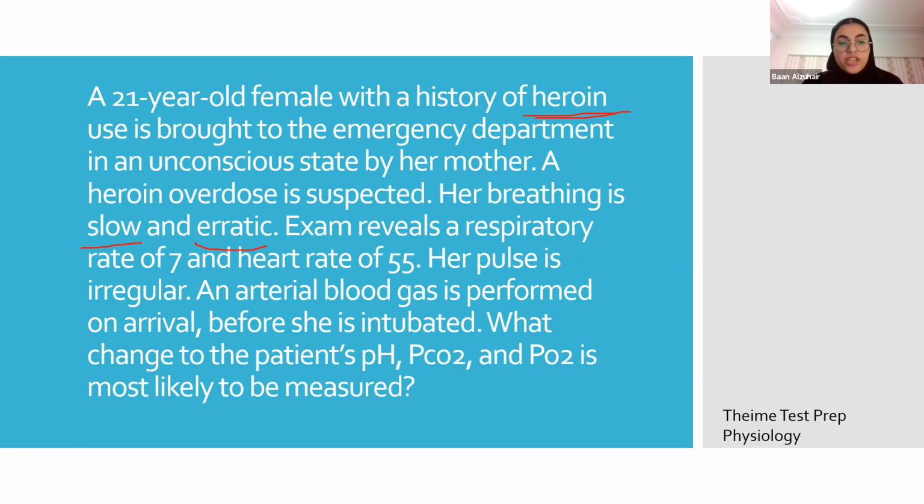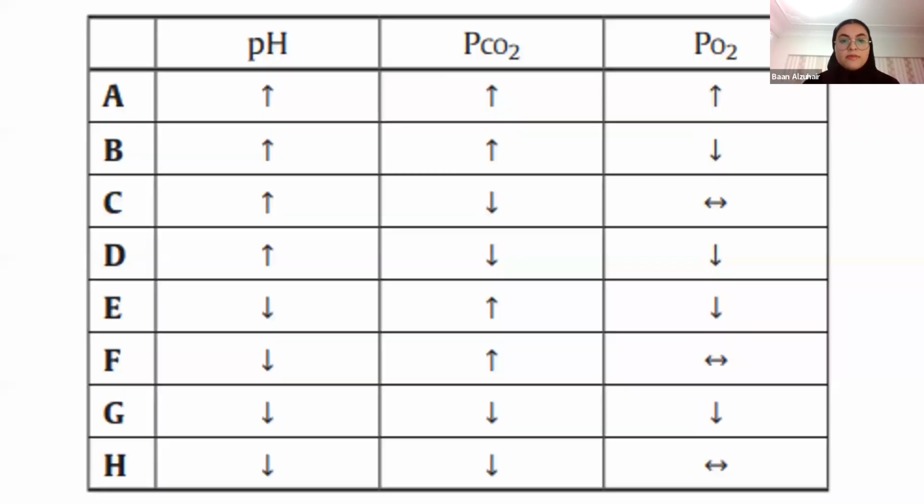What change to the patient's pH, partial pressure of CO2 and partial pressure of O2 is most likely to be measured? Okay, before I go to the table, please remember she's a heroin addict. Her breathing is slow and erratic. What do you think is the answer? What would happen to her pH and CO2 and O2?